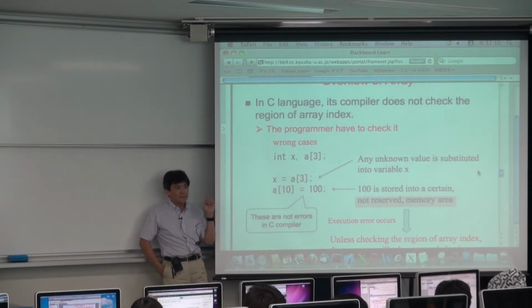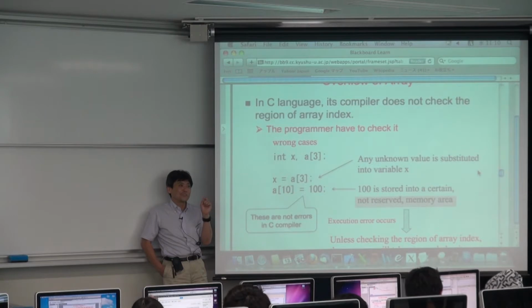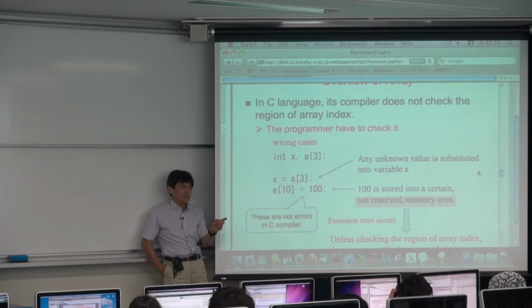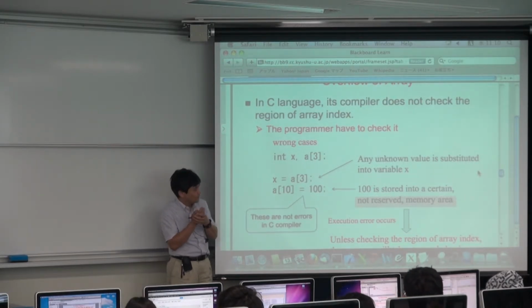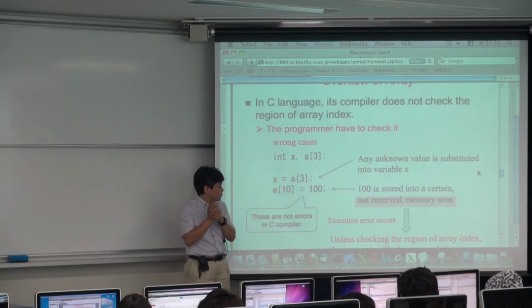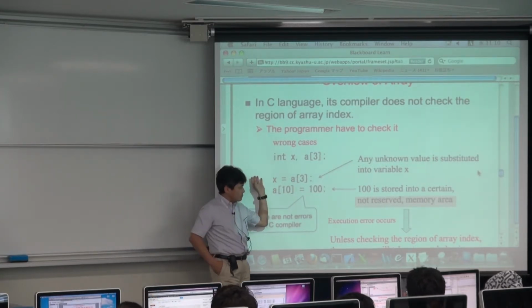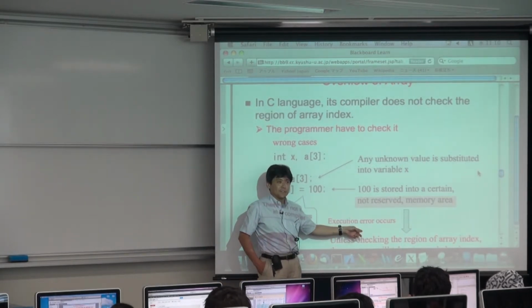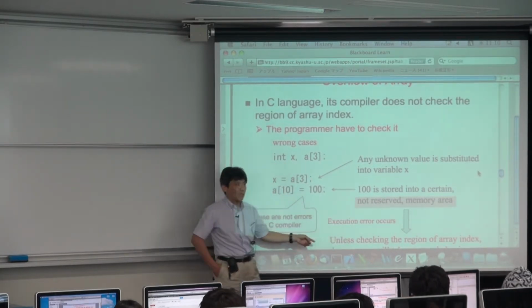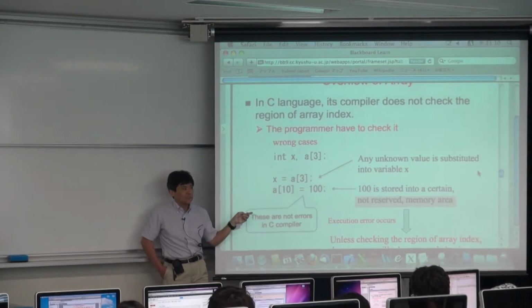So manually, you have to check. You have to consider the size of the arrays when you specify the position of the arrays. Okay, so as I explained before, in this case it may be execution errors. So that means the program takes on strange behaviors.